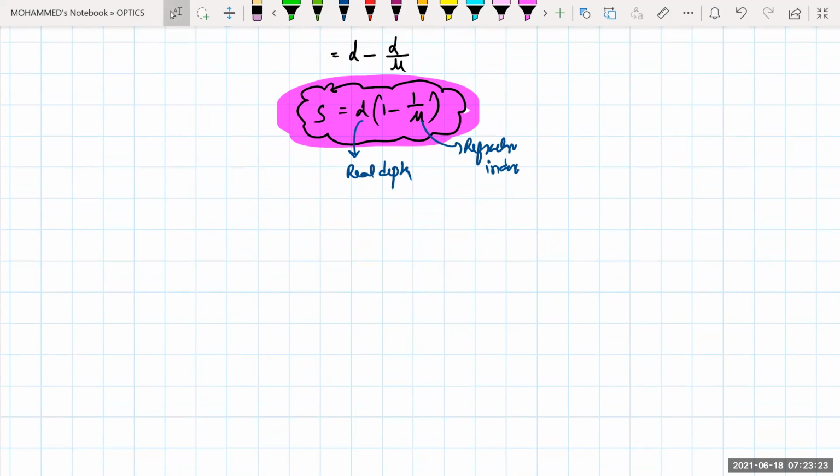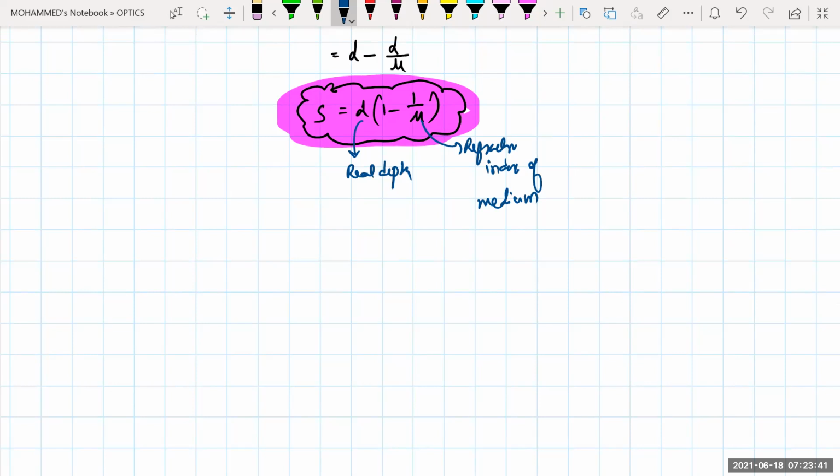Mu is nothing but the refractive index of the medium. The medium is nothing but water here. So that is our first condition you need to remember.